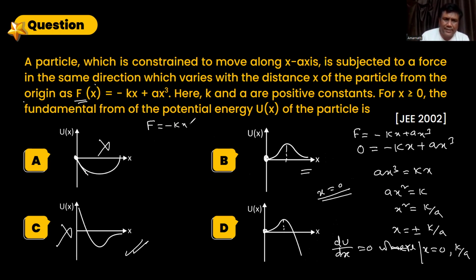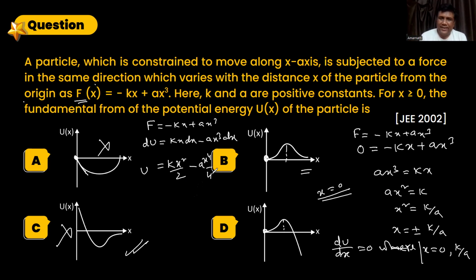F equal to minus kx plus ax cube. So we can put it as minus du by dx. So du equal to kx dx minus ax cube dx. If you integrate it, it will be x square by 2, and if you integrate the other term, it will be x to the power 4 by 4 only. So it will be potential energy.